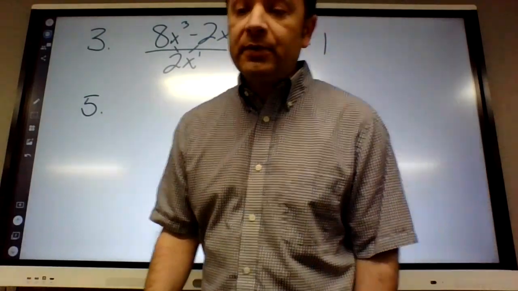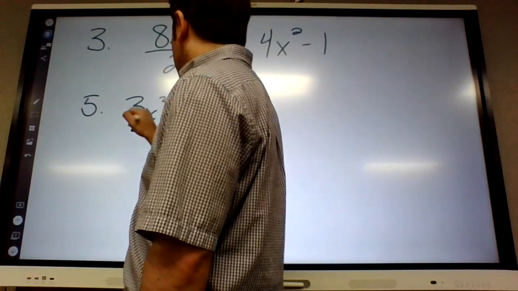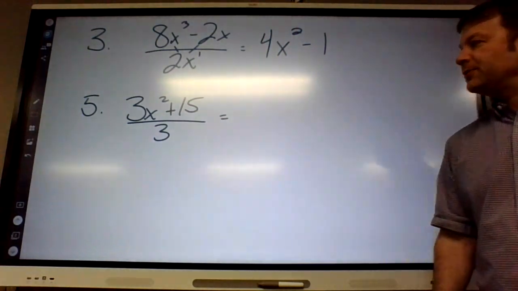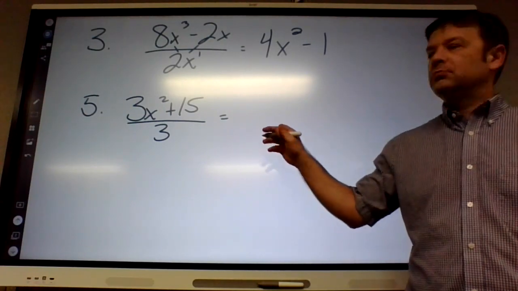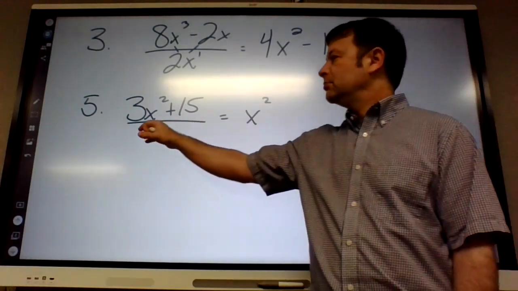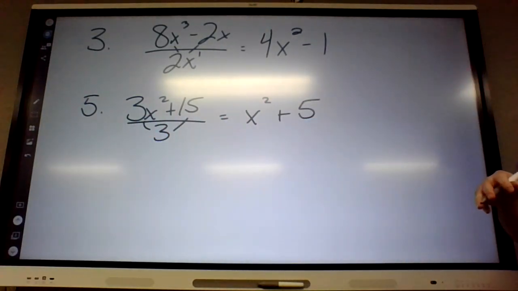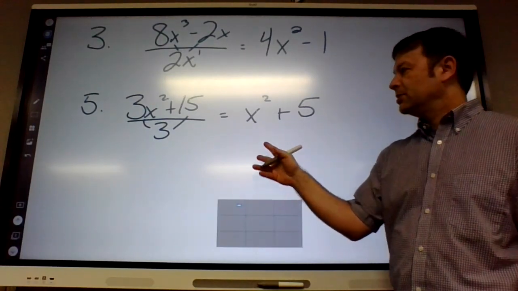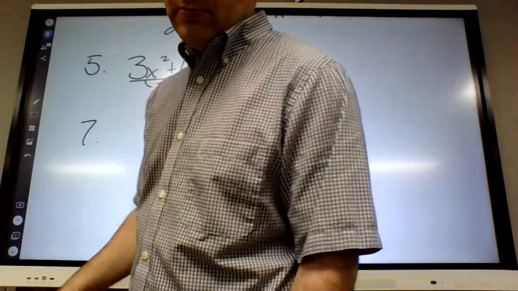Okay, number 5. 3x squared. All right, Sophia. Yeah, 3 divided by 3 is 1. 1x squared is just x squared. 15 divided by 3 is 5. Number 7.